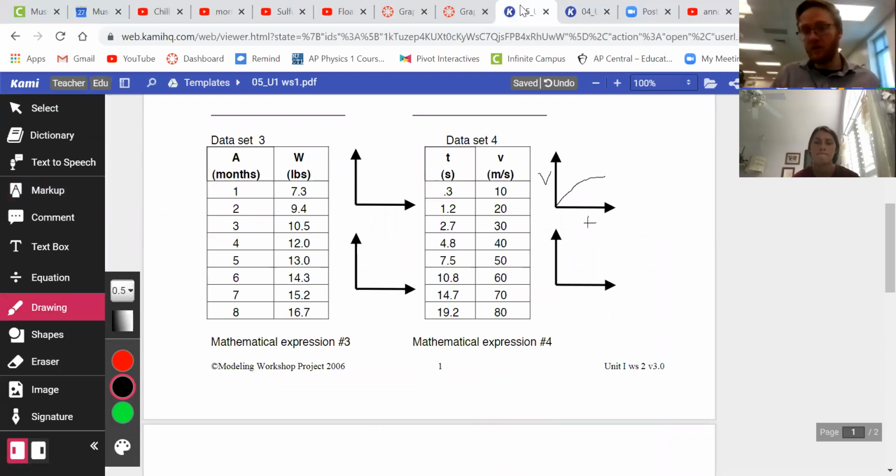Your last option for data is if they both increase or decrease together and they both do so steadily. Let's look at data set 3 here. You can definitely tell that A increases steadily, right? For sure. And then we look at W, and it might not initially show up, but on average, they're increasing by about 1.5 each time. There's not a huge difference. So this is going to show up as a straight line.